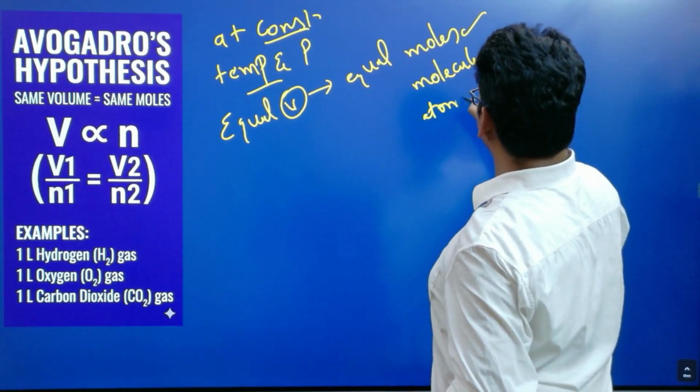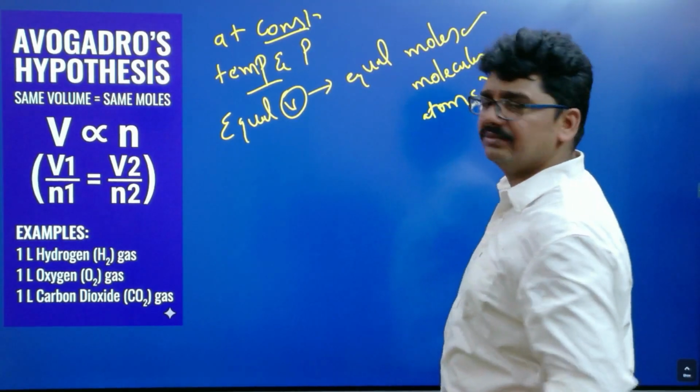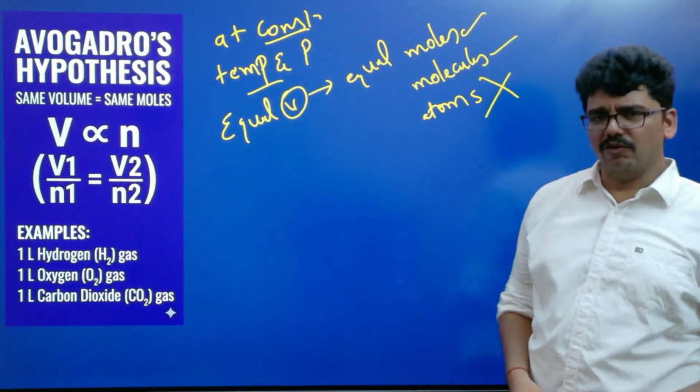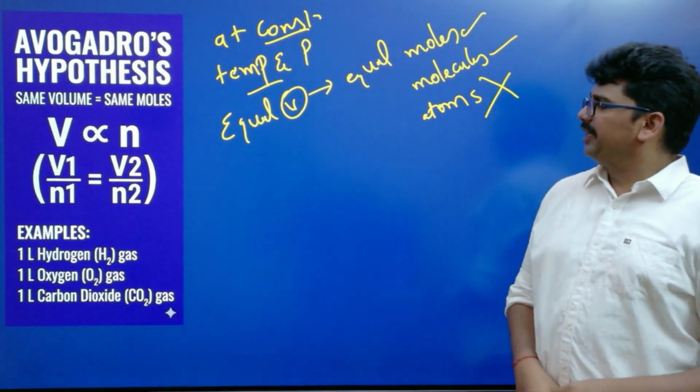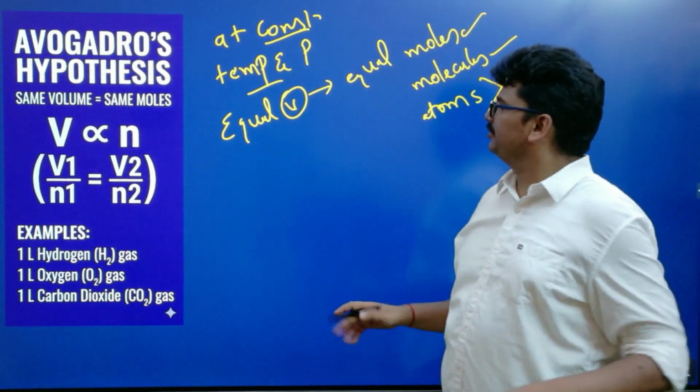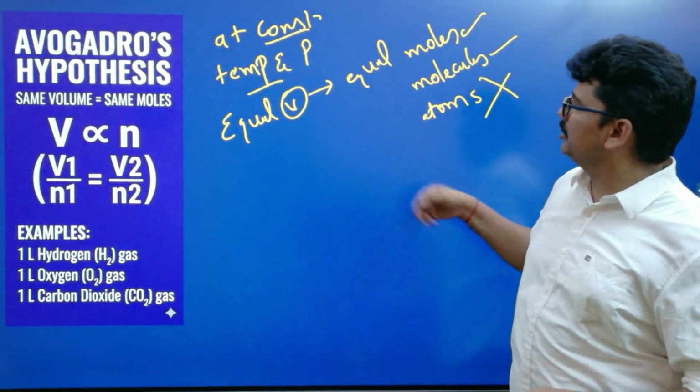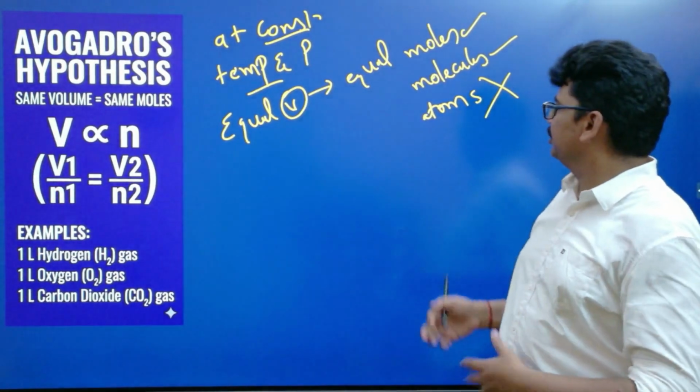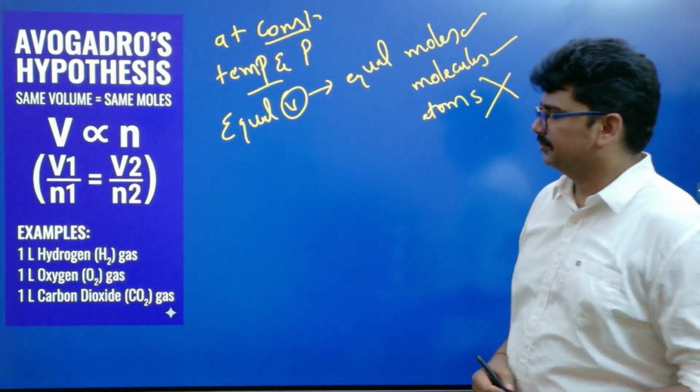But if the statement is equal number of atoms, this is wrong. May or may not be equal. So equal volumes of all gases contain equal number of moles. This is always correct. Equal number of molecules, this is always correct. Equal number of atoms may or may not be correct.